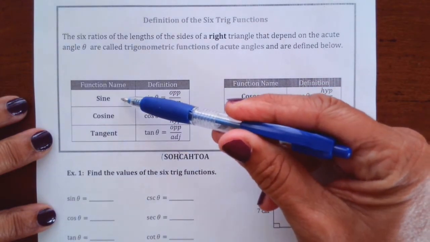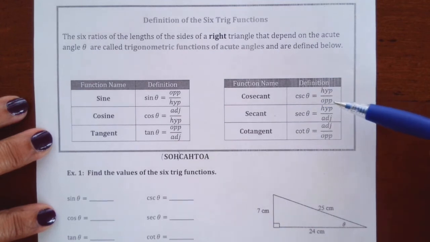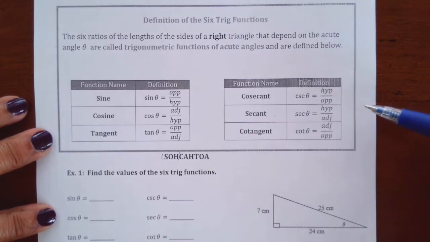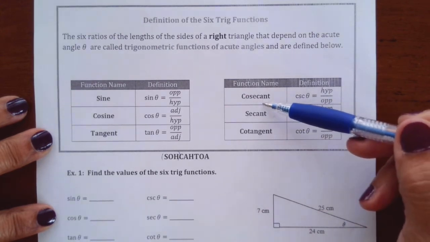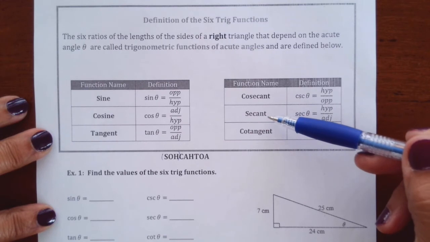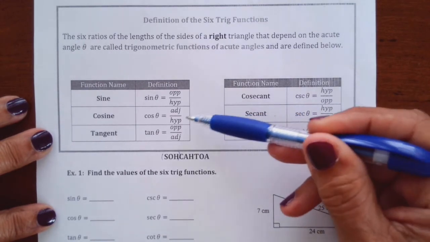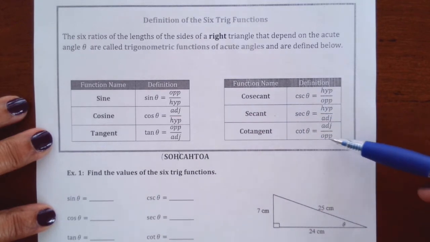So if you look at the sine and the cosecant, notice that their ratio is the reciprocal. Sine was opposite over hypotenuse, and cosecant is hypotenuse over opposite. Okay, so they flip. So sine and cosecant are reciprocal functions. Cosine and secant are reciprocal functions because the secant ratio is the reciprocal of the cosine ratio. And then cotangent is the reciprocal of tangent.